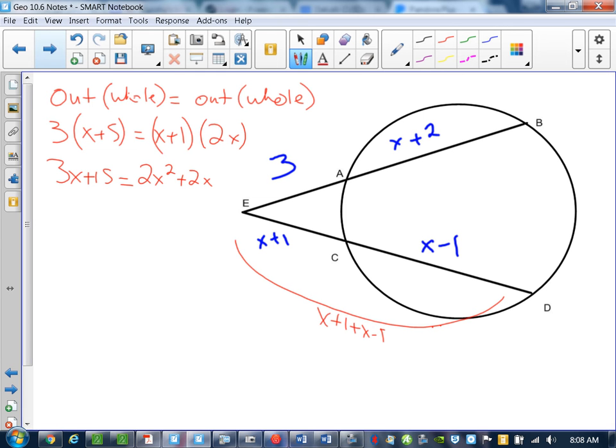No, because the whole thing here is 3 plus x plus 2. So what's 3 plus 2? That's all. We just shortened it up.